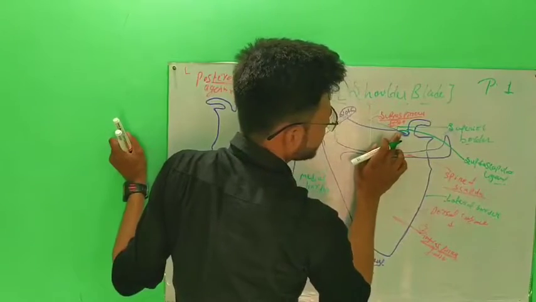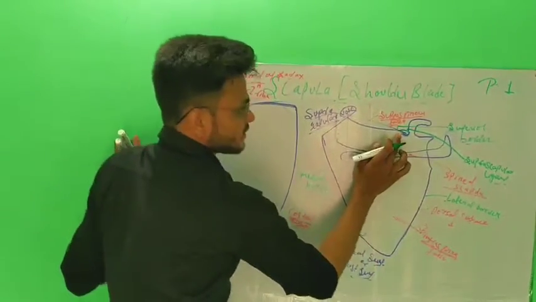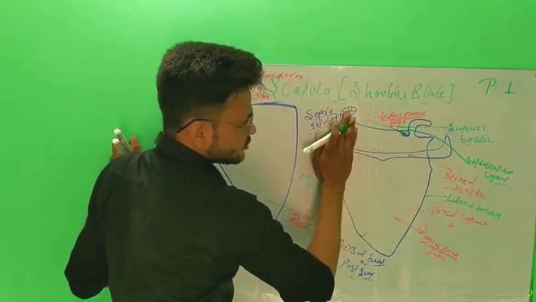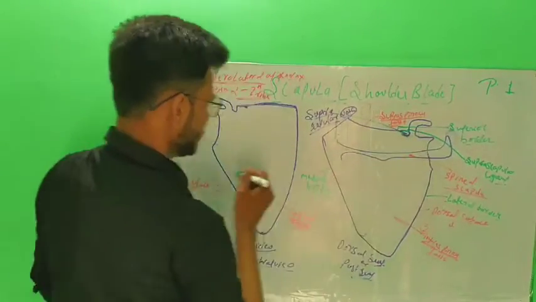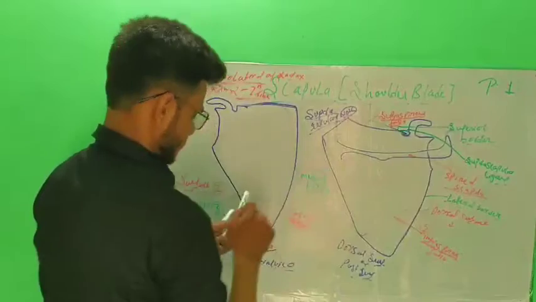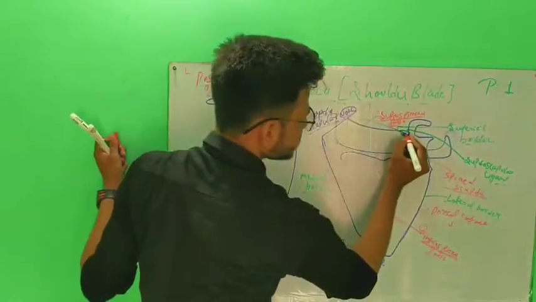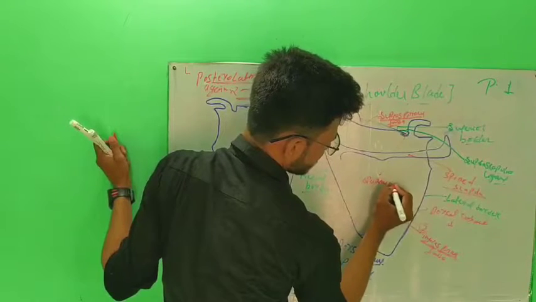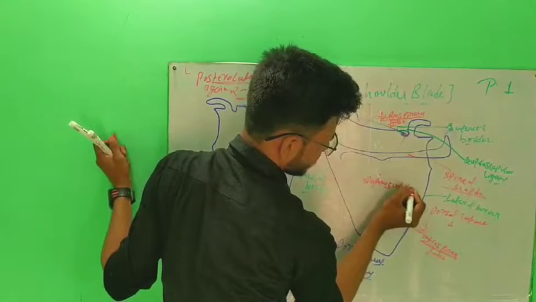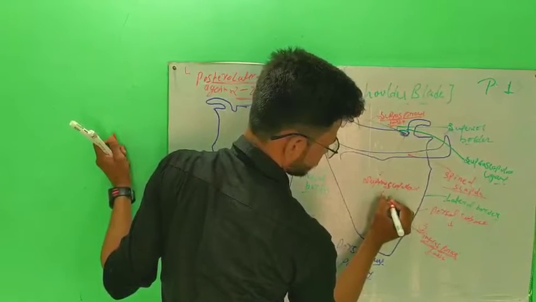And this ligament helps convert the notch into a foramen. This foramen is called the suprascapular foramen.